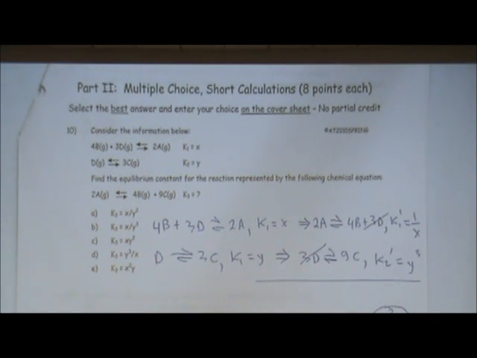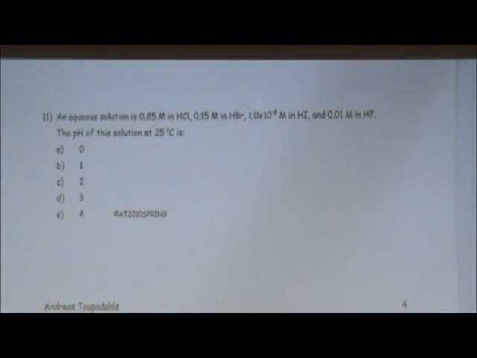The next one is about pH. So we have an aqueous solution which is 0.85 moles per liter in HCl, 0.15 in HBr, 10 to the minus 8 in hydrogen iodide, and 0.01 of hydrofluoric acid. The pH of the solution at 25 degrees Celsius is? That's not really a hard problem, but if you remember what we said in the lecture, it's very easy to solve.